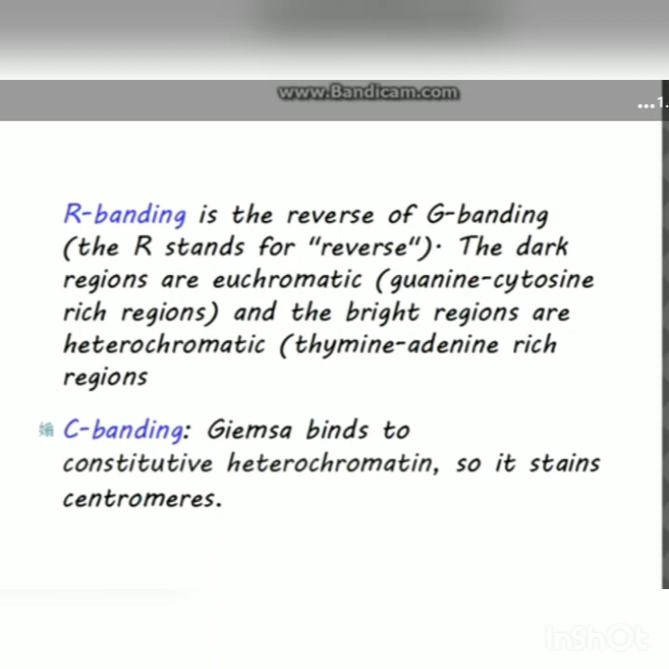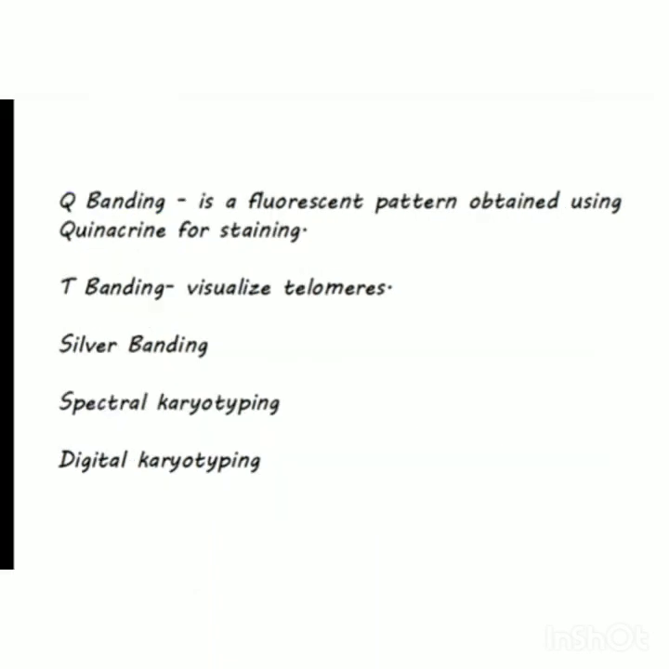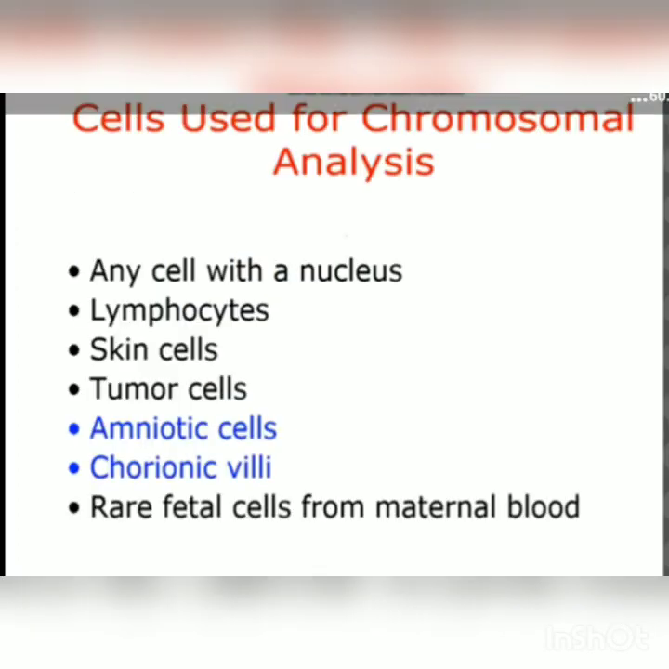Then next we have Q banding. It is a fluorescent pattern, using the fluorescent dye quinacrine for staining. Then T banding for telomeres. We also do silver banding, spectral banding, and digital. Spectral and digital are the karyotyping methods that we are doing, right? The types of banding are used to visualize specific regions of a chromosome. So these are also again MCQ questions.